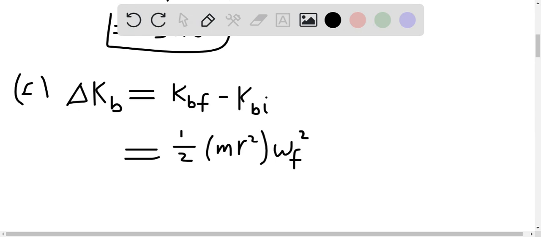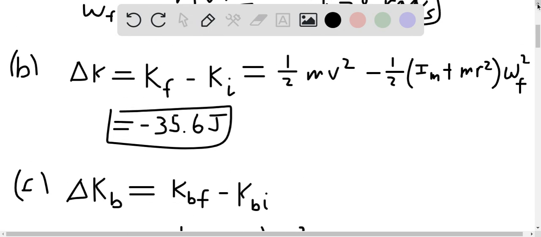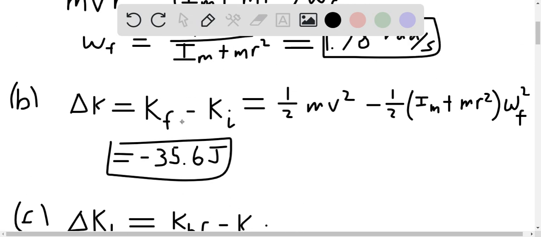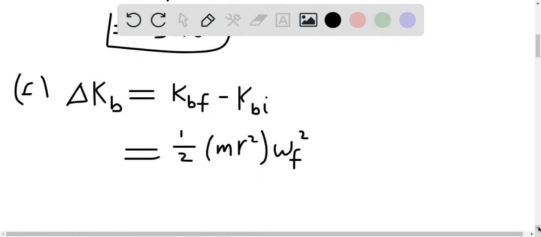So now, oh, actually, hold on. I apologize. I think I made a mistake here. Let's go up just to make sure. Ah, yes, I did. So I wrote K final minus K initial, but then I swapped them around. So K initial is 1/2 m v squared and K final is 1/2 I omega squared. To fix this, you probably noticed that all that would do is get rid of that negative sign. So this should be plus and minus. So really those two should have been swapped here. K final is 1/2 I sub m plus m r squared omega final squared, and K initial is 1/2 m v squared. But the answer there is correct. So I apologize about that, but I just caught it when doing this.